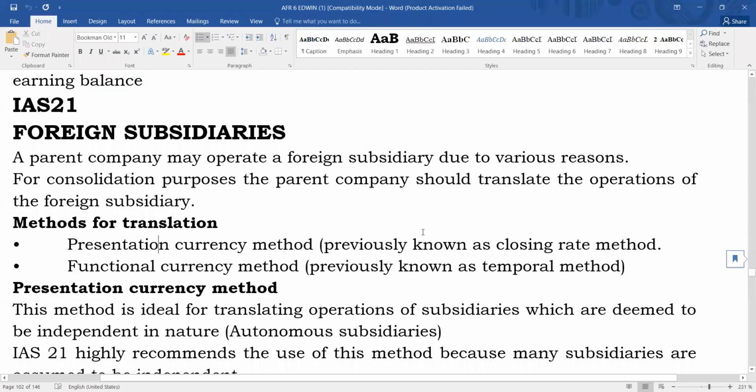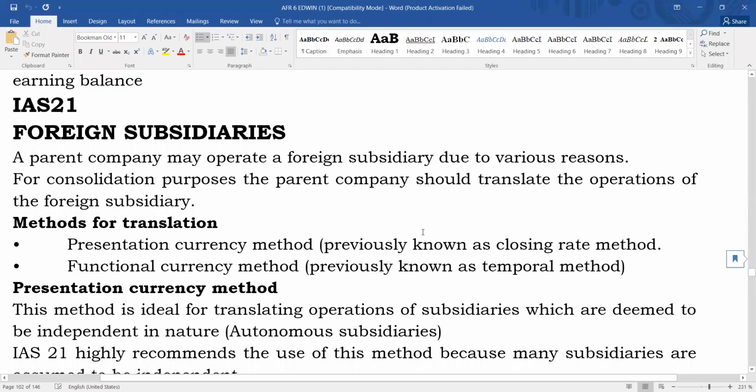But now, for you to consolidate a foreign subsidiary, you have to translate the operations of the foreign subsidiary. So we need to know which methods are used in translation of the foreign operations of a foreign subsidiary. Then we do the consolidation. So it's all about understanding those steps for consolidation of a subsidiary which is in a foreign jurisdiction. There is a note which we need to go through, around 2 pages, then I go direct to solving a question. We talk about foreign subsidiaries.